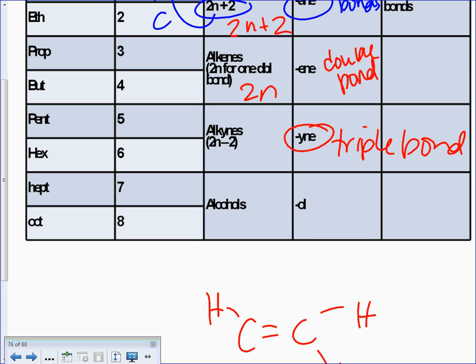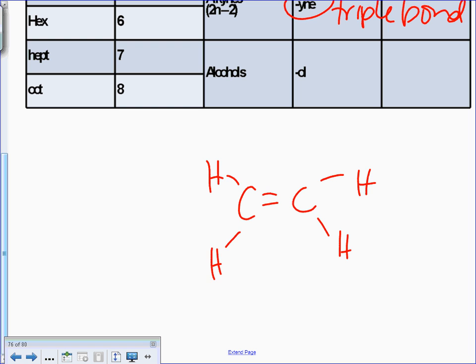So ethyne, "eth" still means 2. Yne means the formula for hydrogens is 2n minus 2. I didn't show you right there, but it's 2n minus 2. So how many hydrogens do we have? 2 times 2 for the 2 carbons, minus 2, is 2. So then what's the formula? C2H2, right? C2H2.